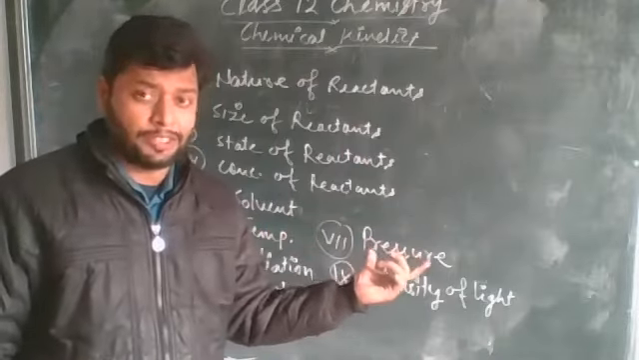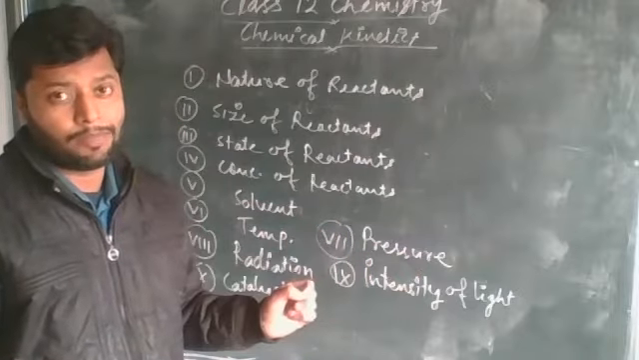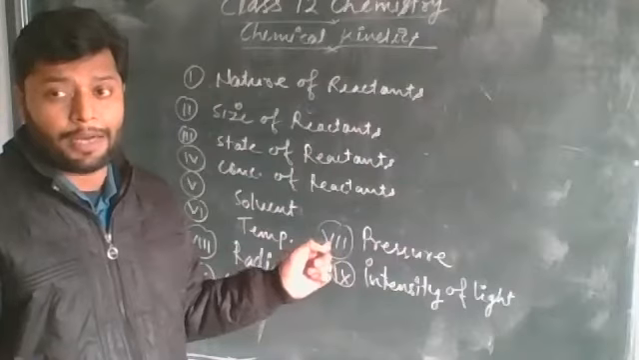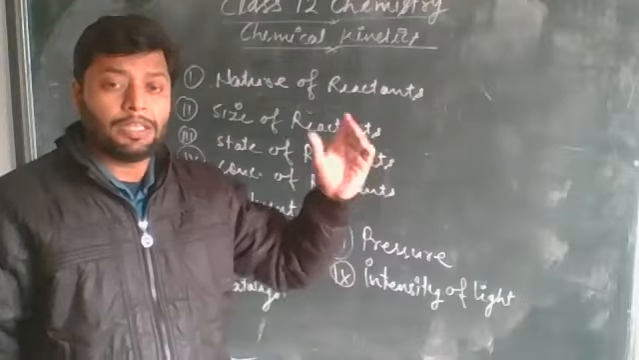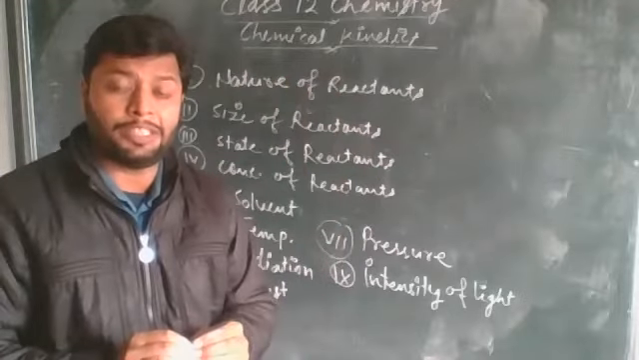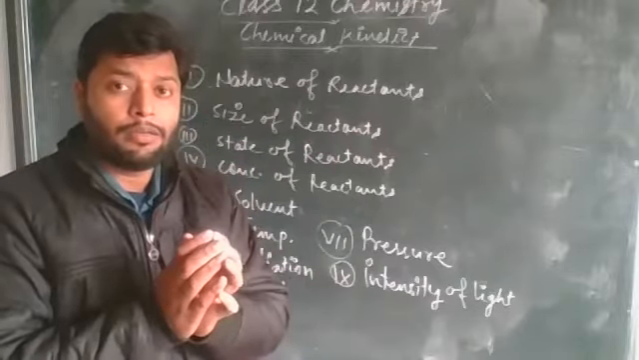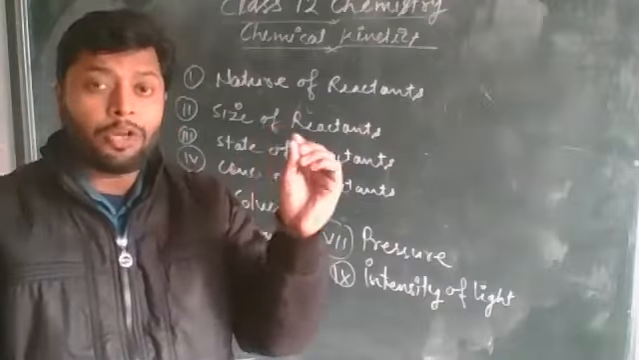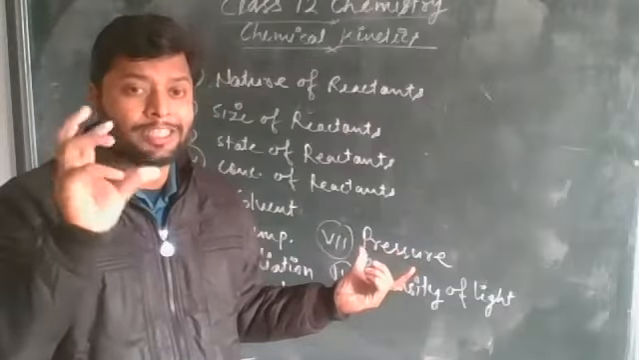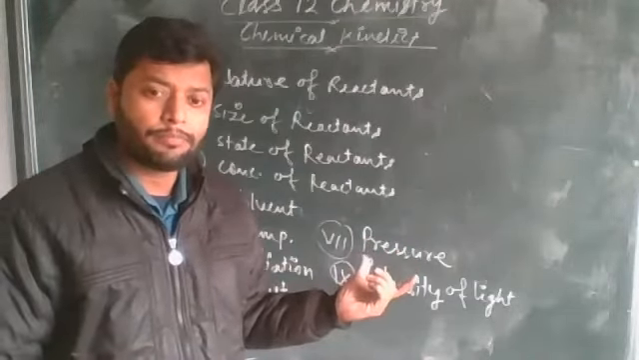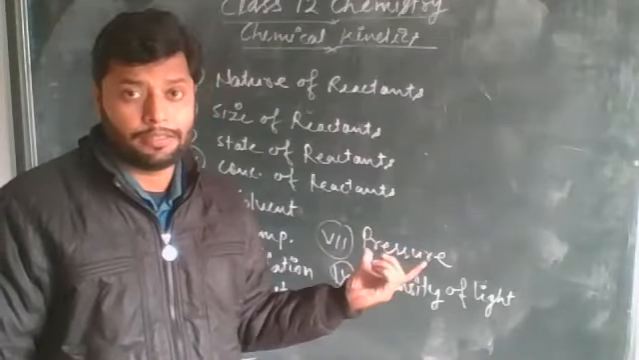For gaseous species, pressure is a very important factor. With the increase of pressure, there will be a higher concentration of the gaseous species together, giving more compression on the gaseous species, and that will give more collision of the particles at the given state. So with the increase of pressure for gaseous species, the rate of reaction will be high.